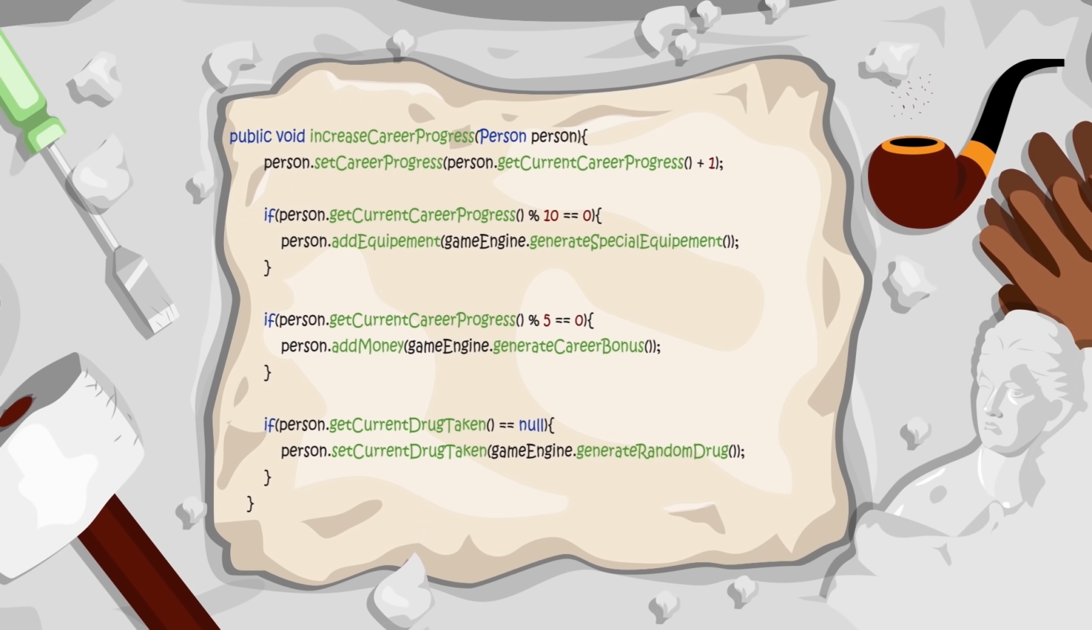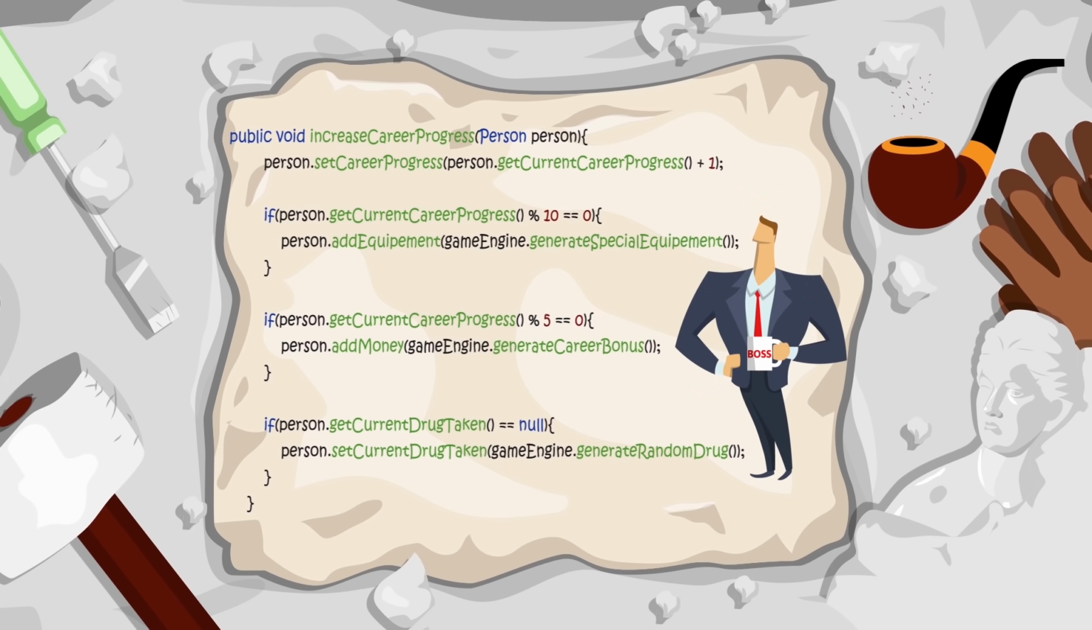For our last example, we'll go through the increase career progress method. Now, what the hell is this? And we'll be doing this for a person. Wow. Okay, I did not expect that. First, we increase the career progress by 1. This, for now, seems to be some sort of a corporate tycoon game that is just so boring. Anyway, going further, every 10 career points, we add some sort of special equipment to our generic person.